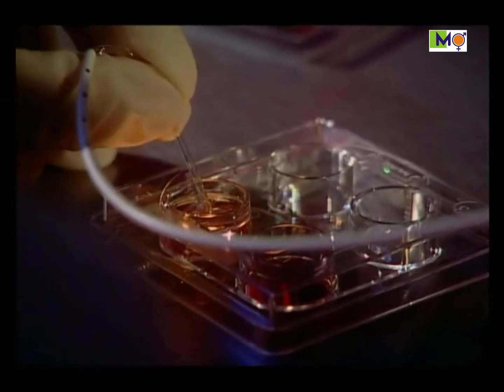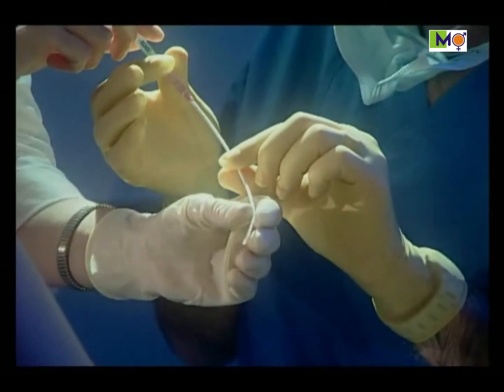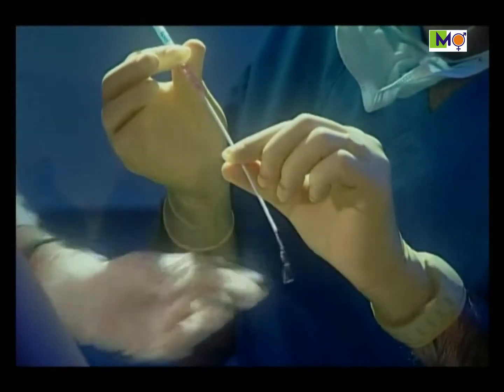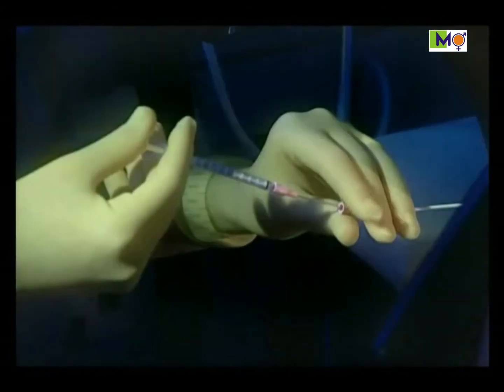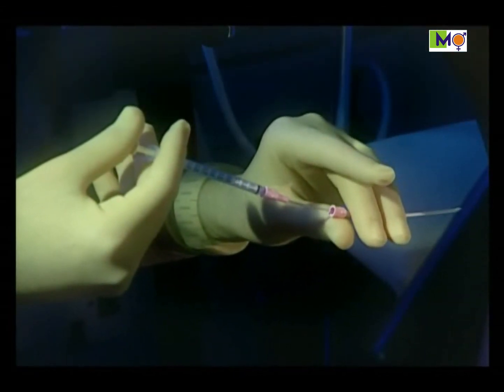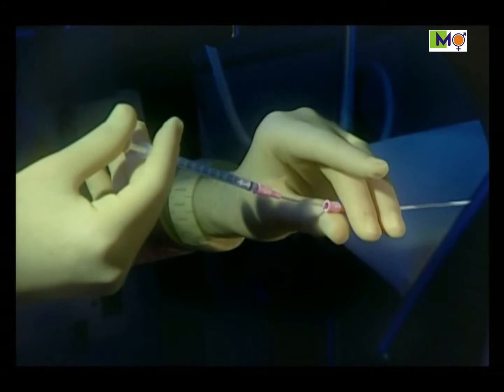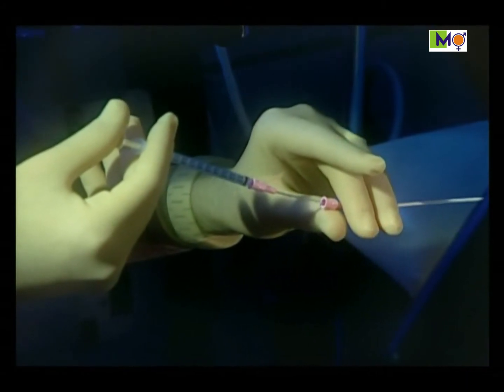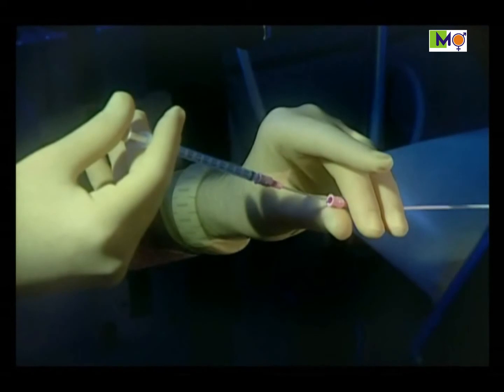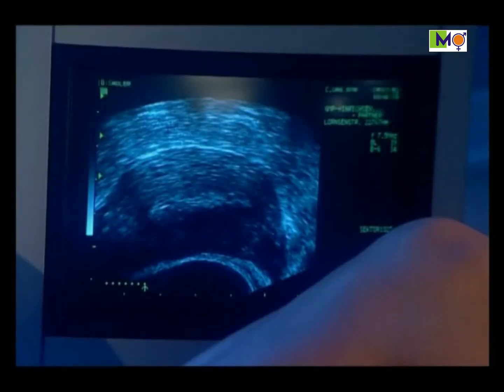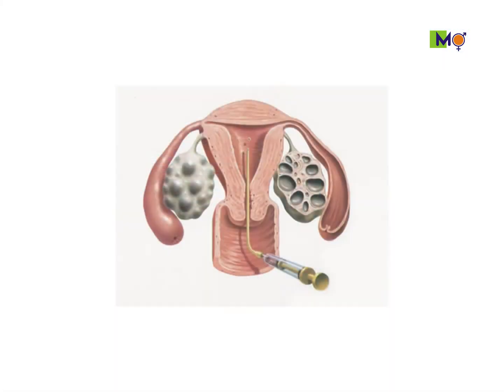Once the eggs are fertilized, they start dividing and form 4 cell embryos by day 2 and 8 cell embryos by day 3. The embryos are selected based on the pace of growth and appearance of the cells. The best embryos are loaded in a thin catheter and gently transferred to the womb under ultrasound guidance. This procedure usually does not require general anesthesia.